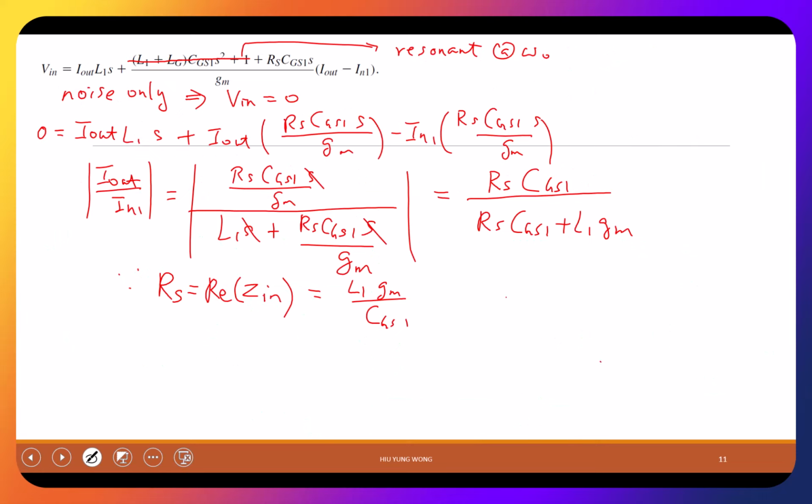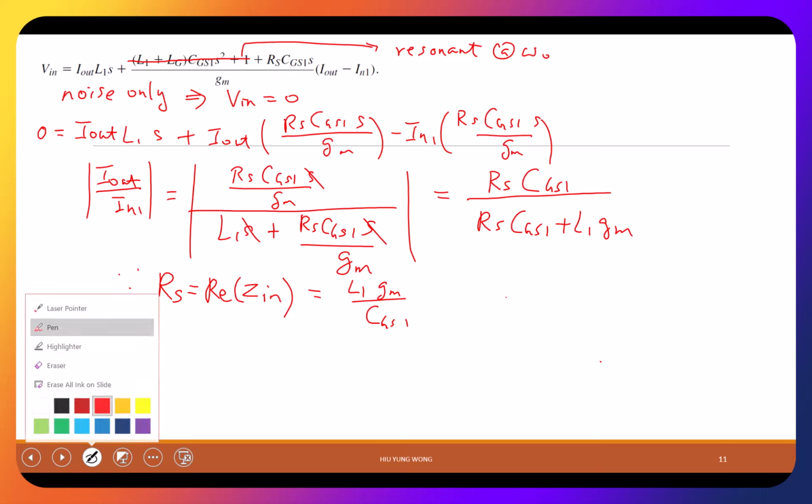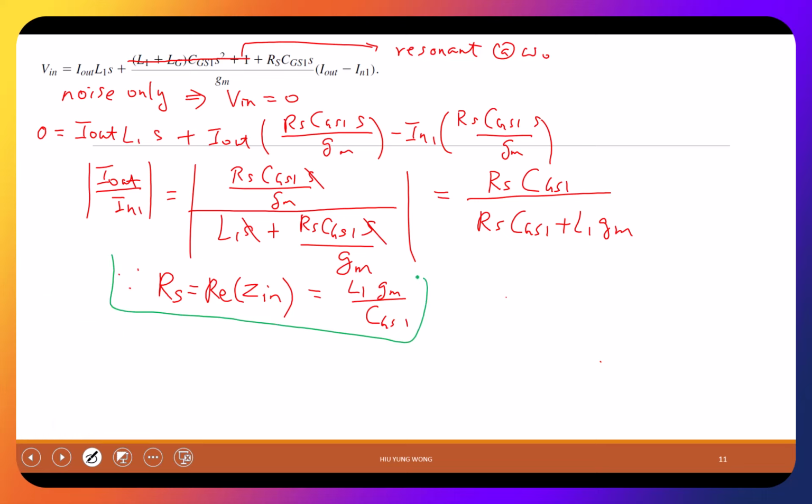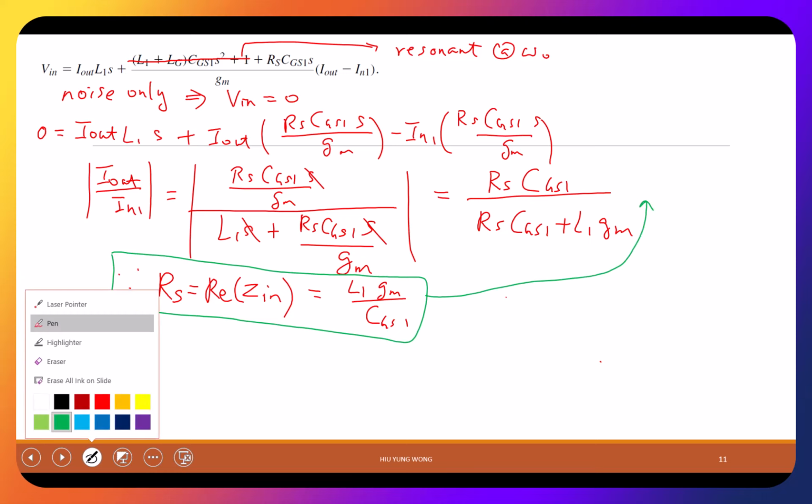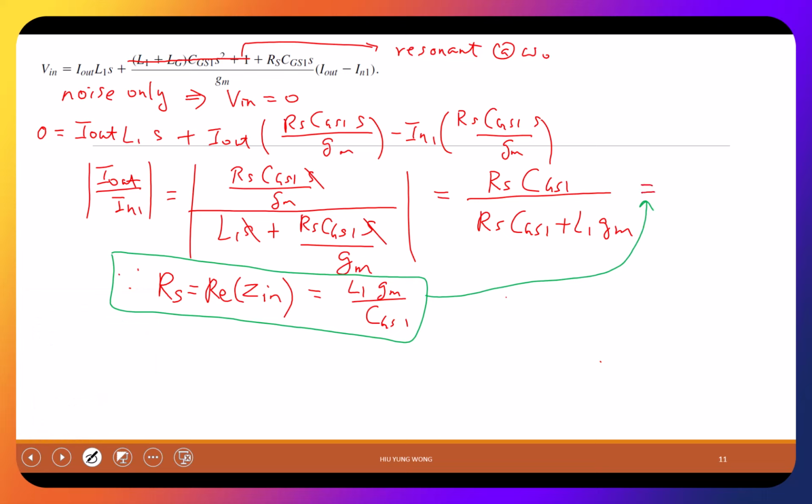Is that okay? Right? So with this, then I'm going to substitute the RSCGS. So this, maybe I better use another color, right? This one, I'm going to substitute to here. Then what do I get? RSCGS1. See this? Rs times CGS1 is just equal to L1GM, right? How about the bottom? L1GM plus L1GM. What is this? Just equal to 1/2.